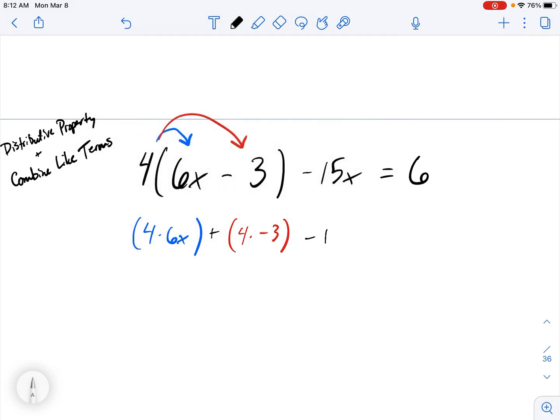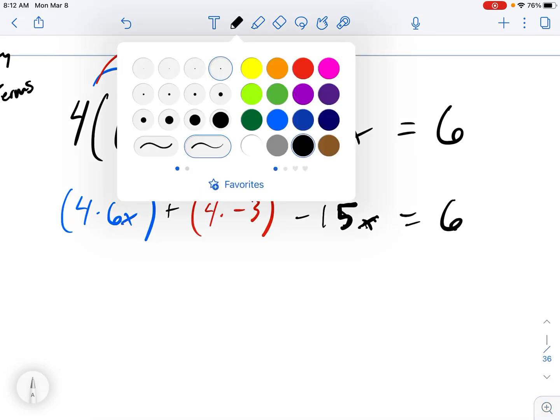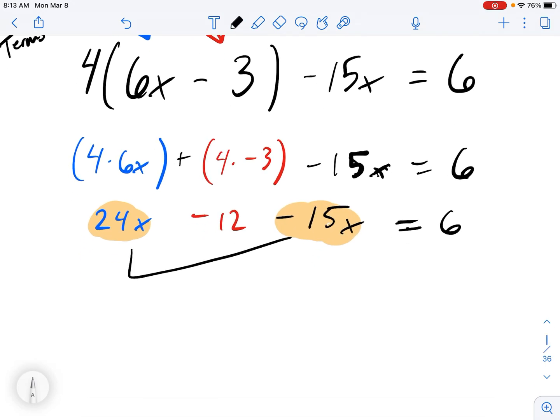And then we have minus 15x equals 6, okay? So now we have 24x minus 12 minus 15x equals 6, okay? And then we just have to combine like terms. So remember, those are terms with the same variable or with no variable. So here we have these two. I'm going to write them next to each other just so I can see them clearly. And that is 9x minus 12 equals 6.